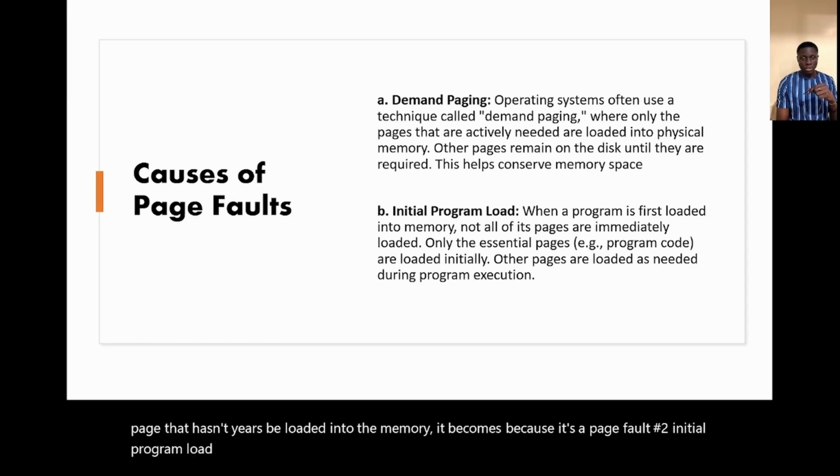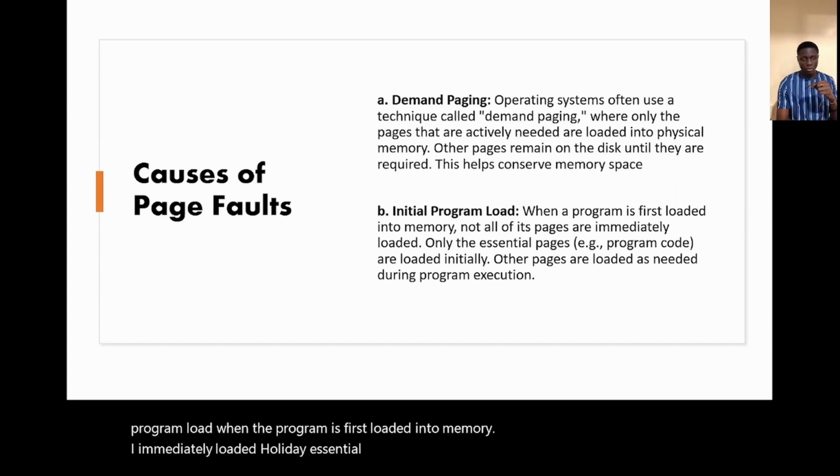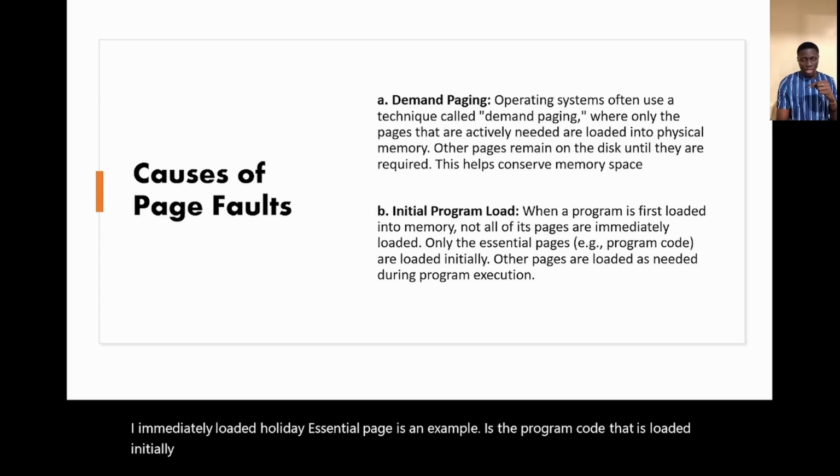When a program is first loaded into memory, not all of its pages are immediately loaded. Only the essential pages. An example is the program code that is loaded initially. Other pages are loaded as needed during program execution.